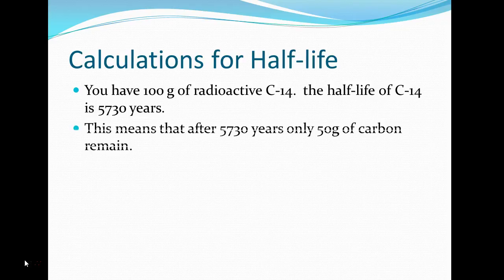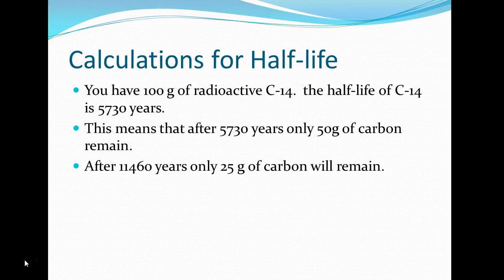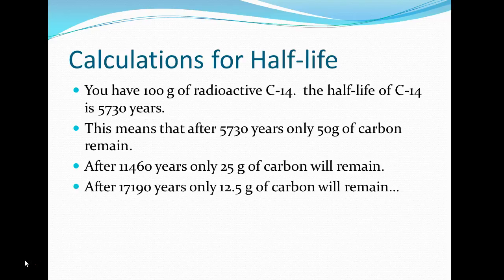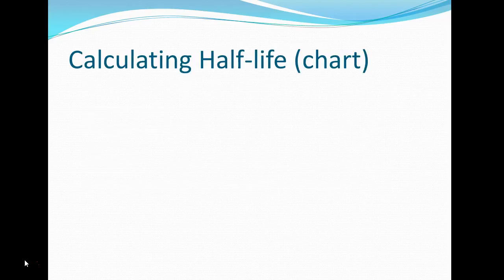So this means that after 5,730 years, if you start out with 100 grams, you would have only 50 grams of your carbon-14 remaining. After 11,460 years total, which would be 2 half-lives, you'd only have 25 grams of that carbon remaining. After 17,190 years, you'd have half of that, so 12.5 grams will remain, and so forth. So this is the pattern that we would see for these types of calculations.